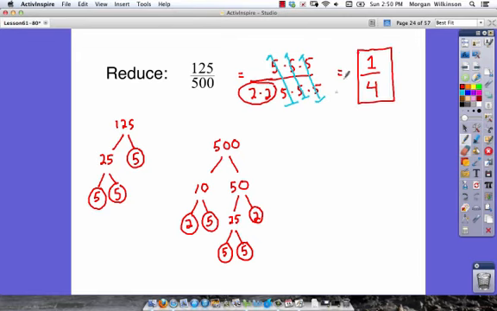When we use this prime factorization, it helps us to find the prime numbers that we can then write to help us reduce our fraction by simplifying fractions equal to 1 before we multiply. We've got our product here. 125 over 500 is the same thing as 1/4.